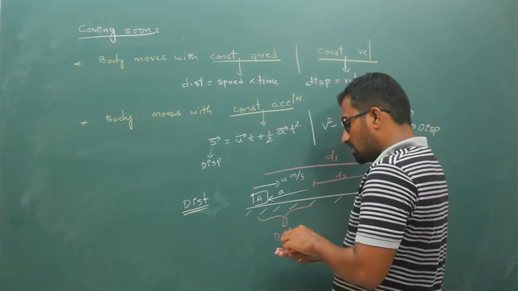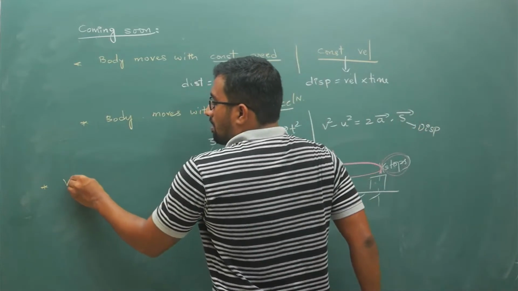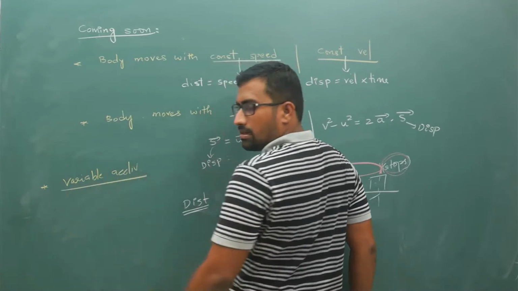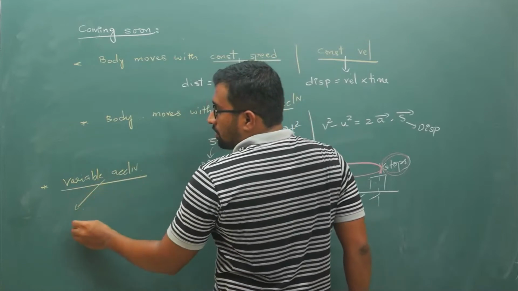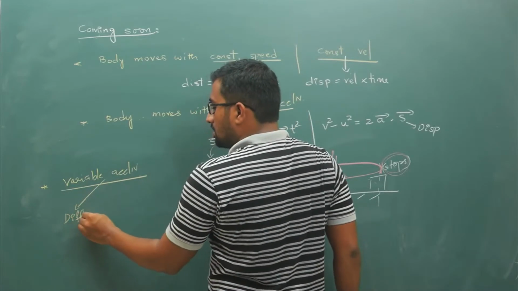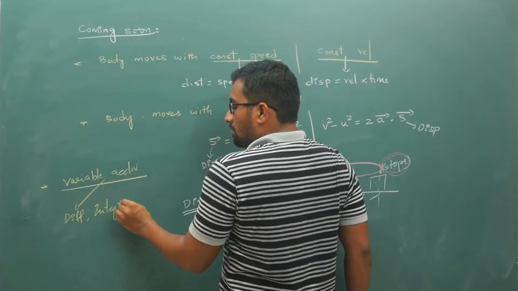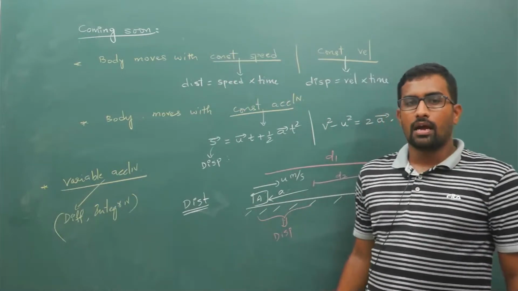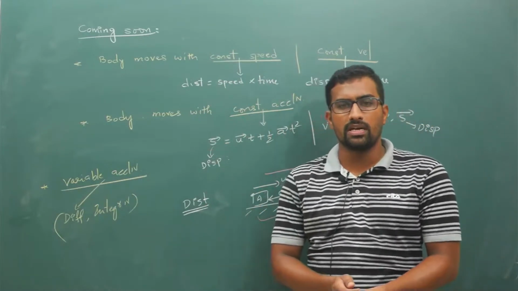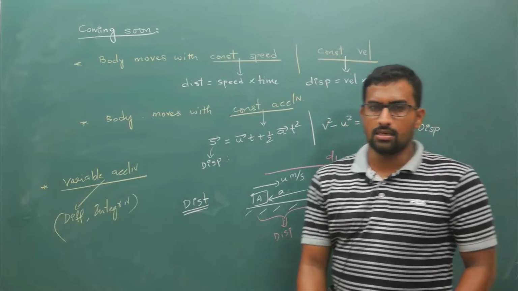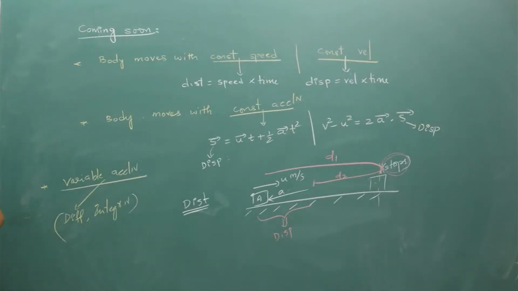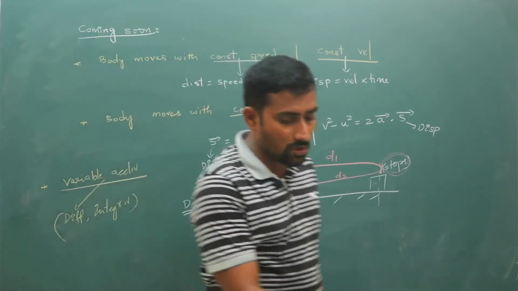And when the body moves with variable acceleration, you have to go for differentiation and integration depending upon whatever is given in the question. We will start with equations of motion, and then utilize average speed and average velocity in the next class. This is only the beginning, I have just explained the basic content, so we'll continue from here in the next class tomorrow, same time.